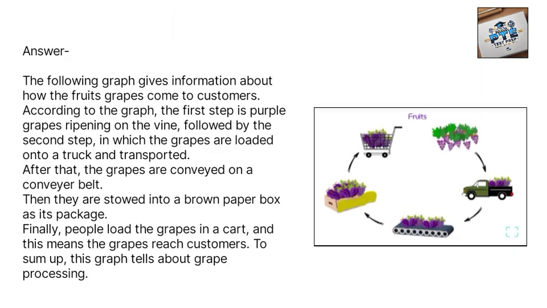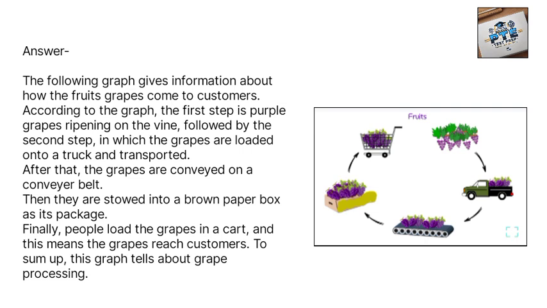The following graph gives information about how the fruit grapes come to customers. According to the graph, the first step is purple grapes ripening on the vine, followed by the second step, in which the grapes are loaded onto a truck and transported.